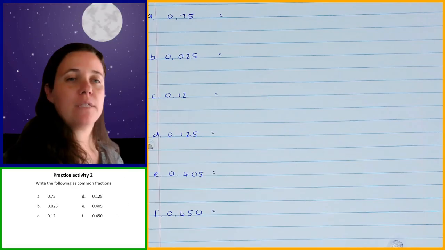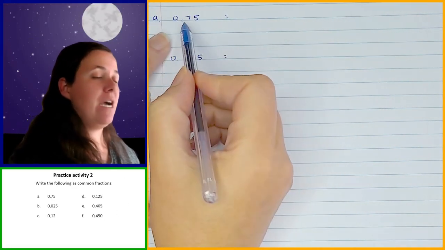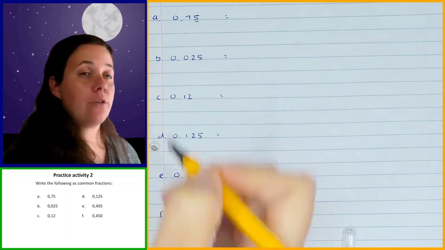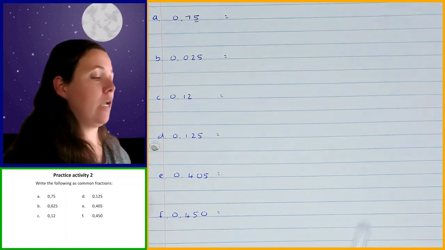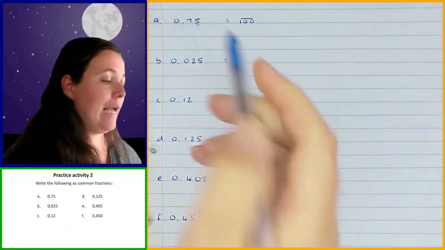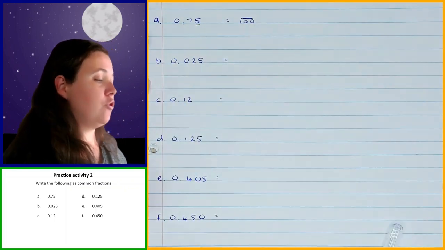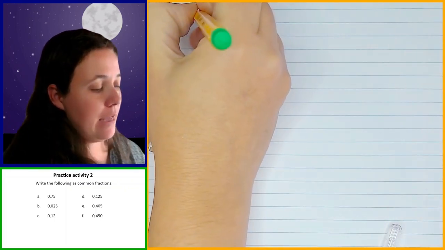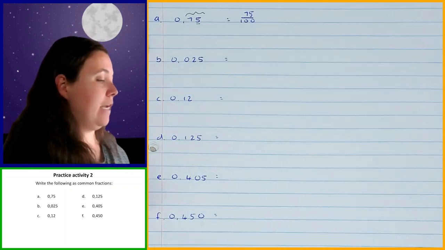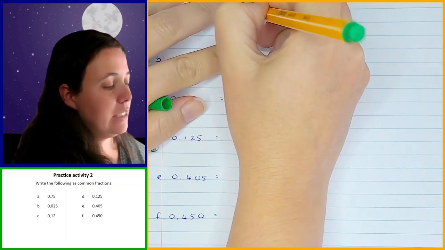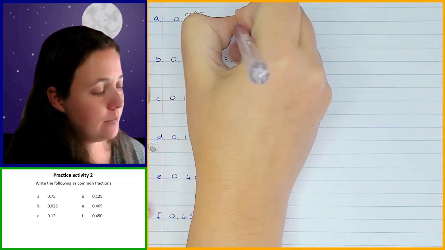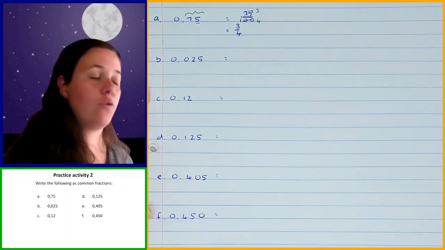Okay, so let's go through all of those. The first one, A, we had 0.75. Now I'm going to be doing all of these the quick way. So I look and see the last non-zero digit that I have is 5. It's in the hundredths position. So that means I'm working with hundredths, so I have something over 100. Now I'm going to look at the whole thing that I've got over here and use it as a whole number. So that is 75 hundredths. Now, when you simplify that, 25 goes into 75 three times, 25 goes into 100 four times, so you should have ended up with 3/4 for this one. Okay, so that's what you should have got for question A.